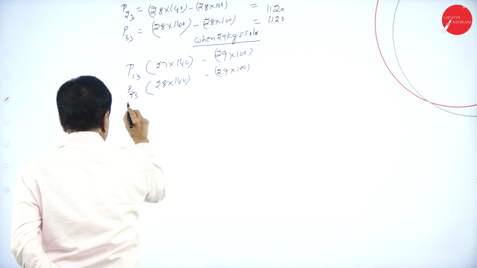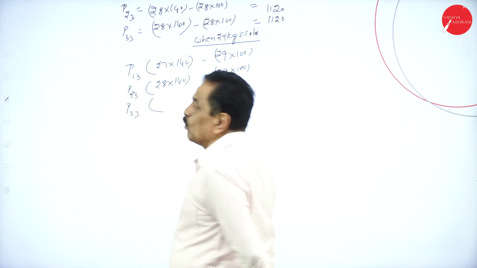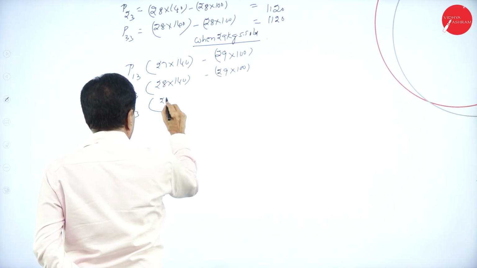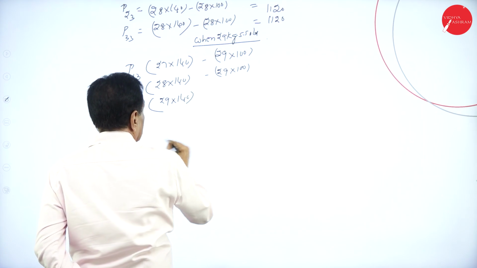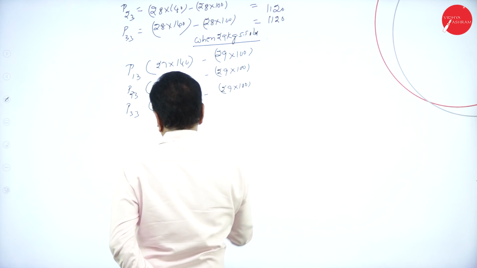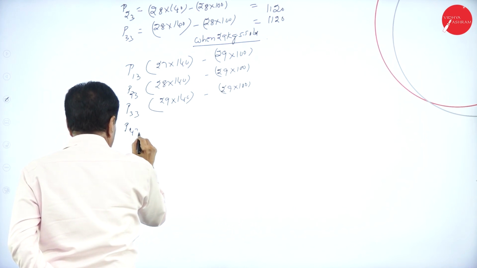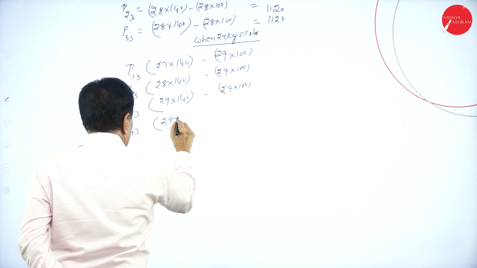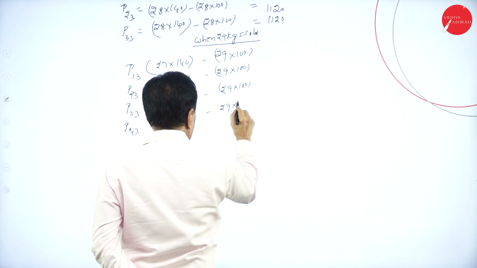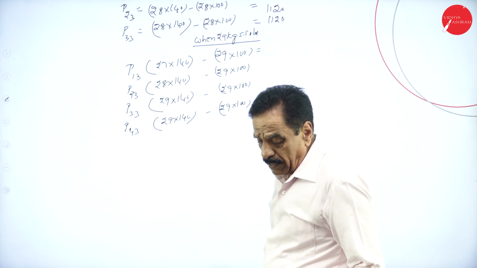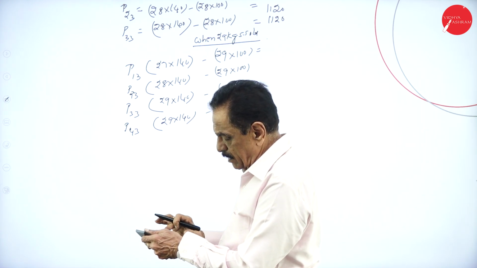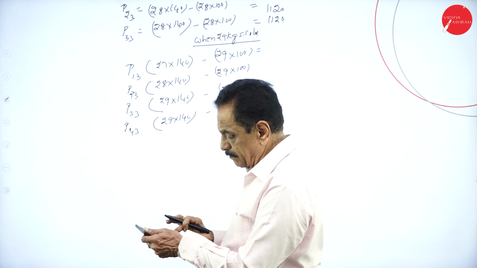Next, P33. It's all go with the rotation system. Careful. Now we'll come back to 29 into 140, 29 into 100. P43, 29 into 140, 29 into 100. 27 into 140.